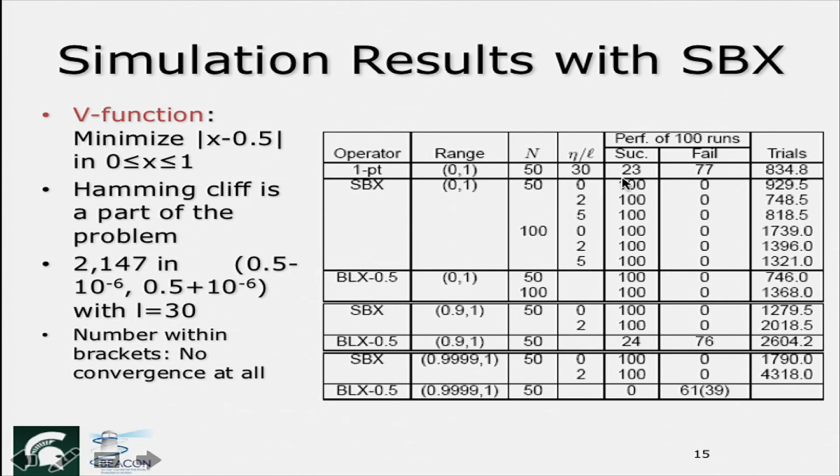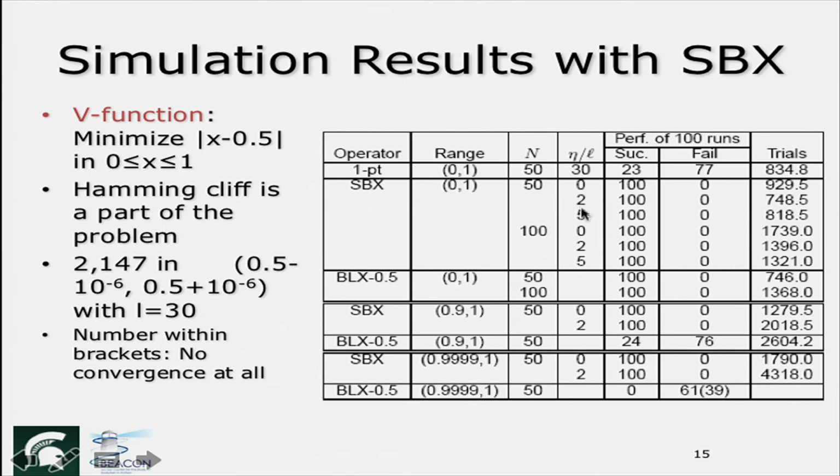This is one of the issues with the binary coding applied to real numbers that I told you about. And on average, those that are successful could run with 835 function evaluations needed. So many function evaluations needed to get there. We now try SBX, range 0 to 1, 50 population size.